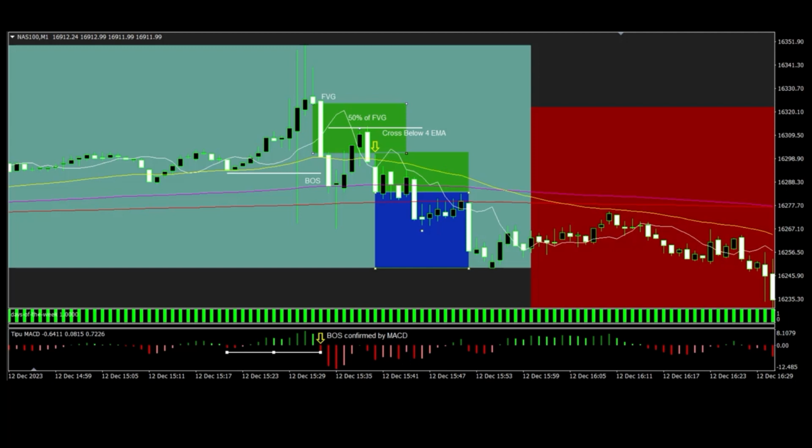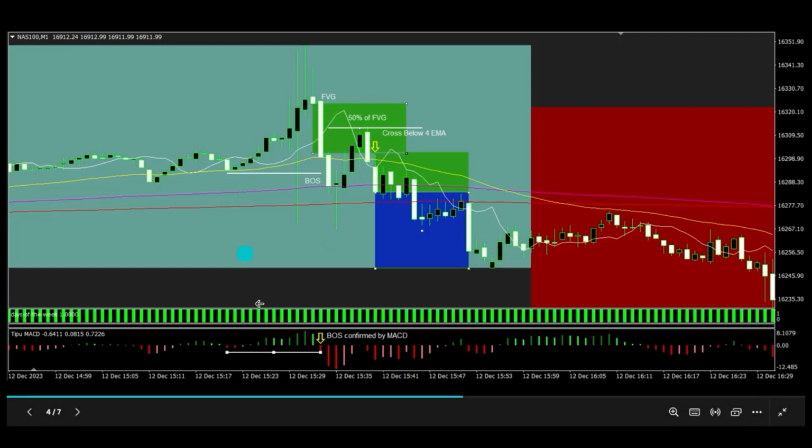And if you watched some of our other videos, you can use the MACD to confirm your breaks of structure. You see here's a swing low with a red histogram, and then this histogram that went red is lower than this one.